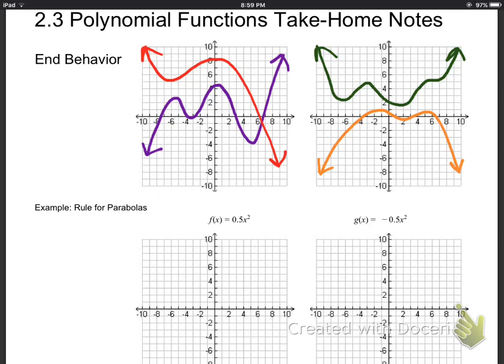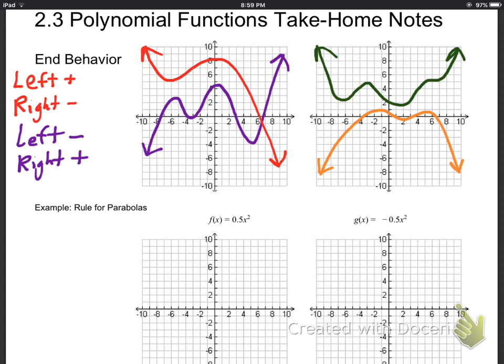We need to be a little clear about our language, though, because up and down could mean a lot of things. So for this red one, call this the left side has positive end behavior and the right side has negative end behavior. With the purple one, you'd say that the left side has negative end behavior and the right side has positive end behavior. Hopefully that's fairly intuitive, and then you could probably guess what the green and the orange are. For the green, you can say right and left are both positive, and for the orange, the right and the left both have negative end behavior.